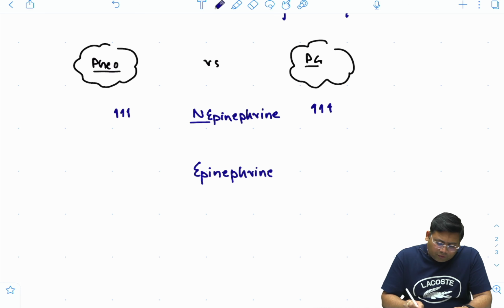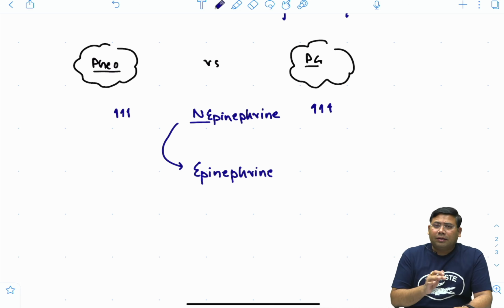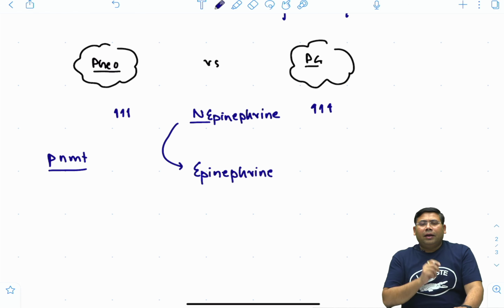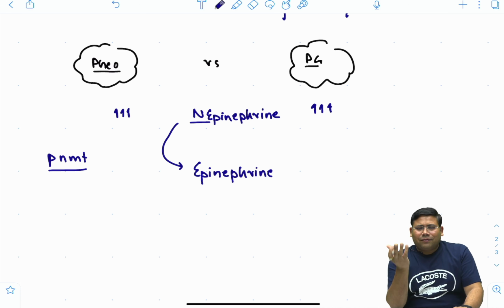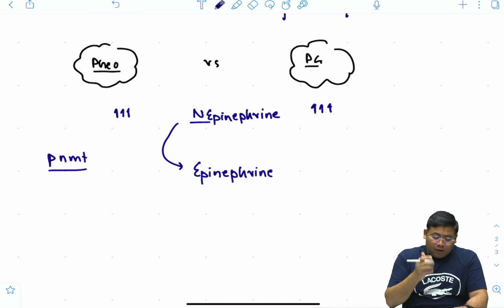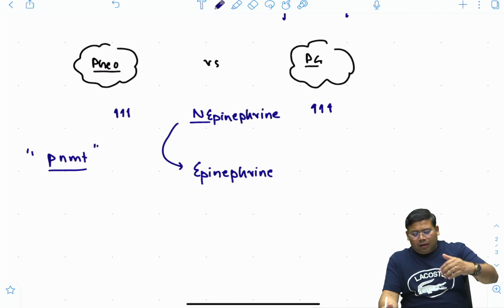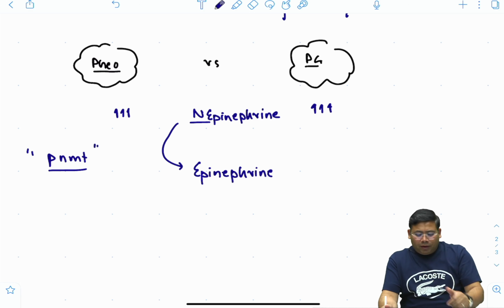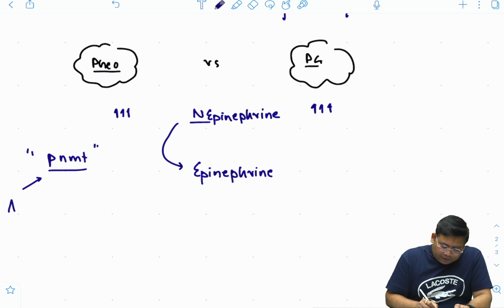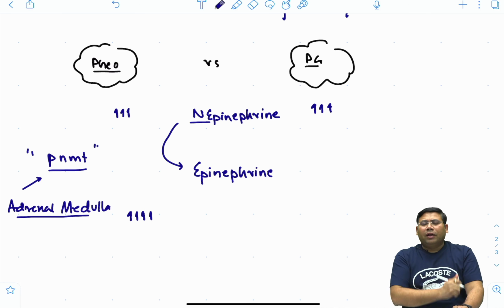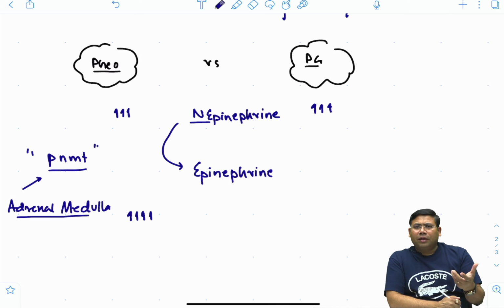Now for norepinephrine to epinephrine we require an enzyme, that is PNMT, phenylethanolamine N-methyltransferase. This is an enzyme which is crucial in converting norepinephrine to epinephrine, and this is present in adrenal medulla. Since it is present in adrenal medulla, even the pheo has epinephrine elevation also. So norepinephrine and epinephrine are elevated.